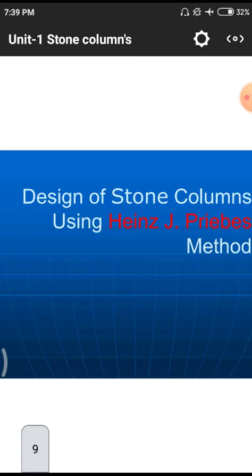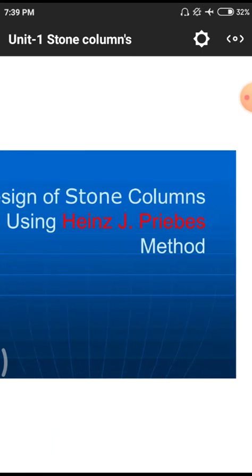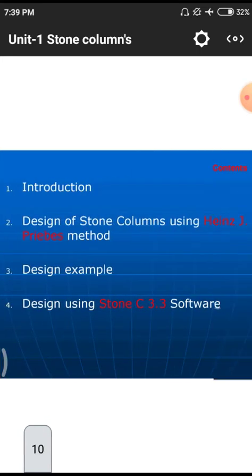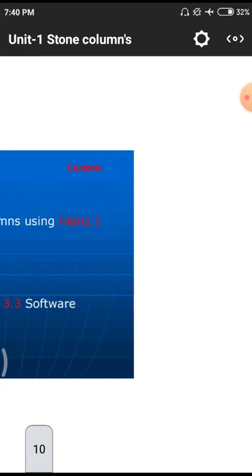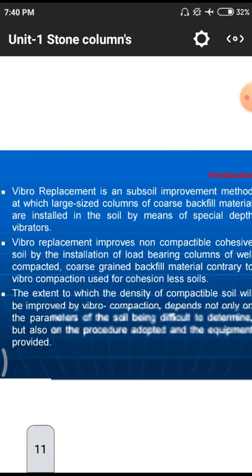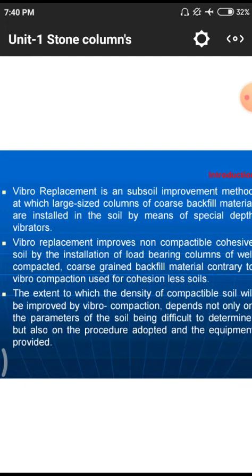Design of stone columns using the Heinz-Price method. First we have an introduction to the design of stone columns using this method. After that we need to use a design example, and by using some software they are allocated this software. What is this thing they are using?